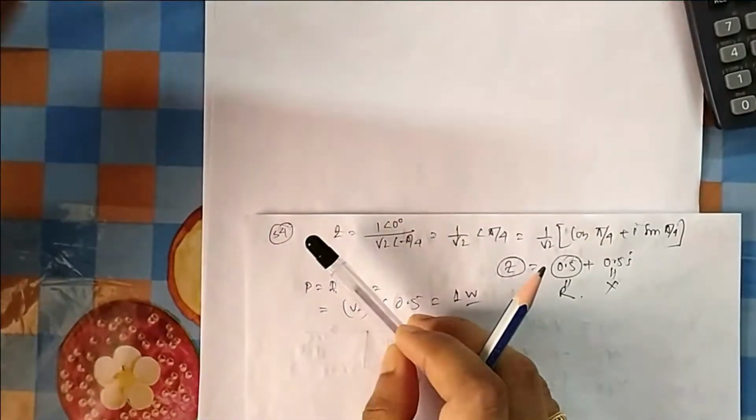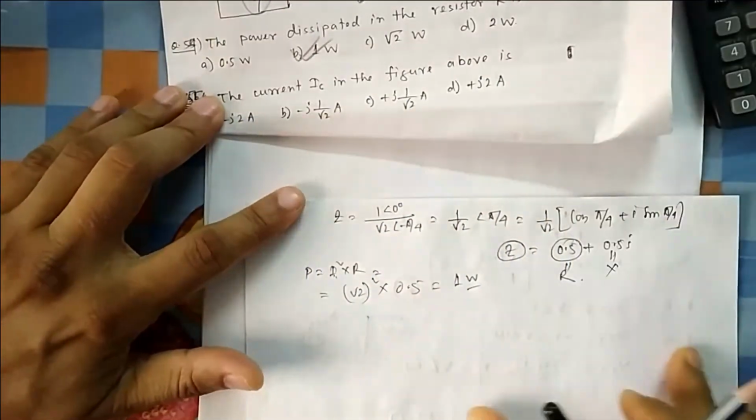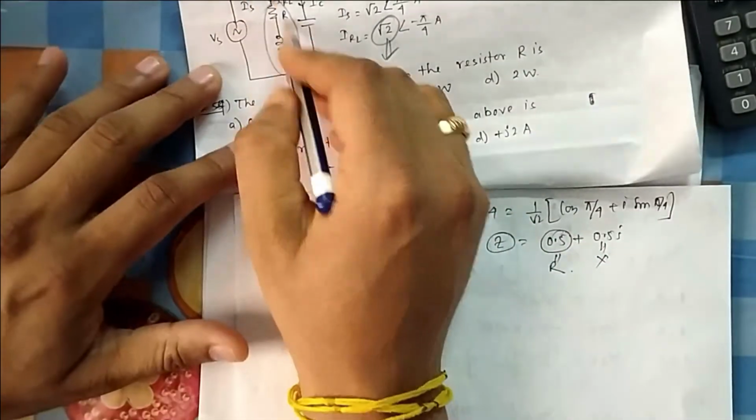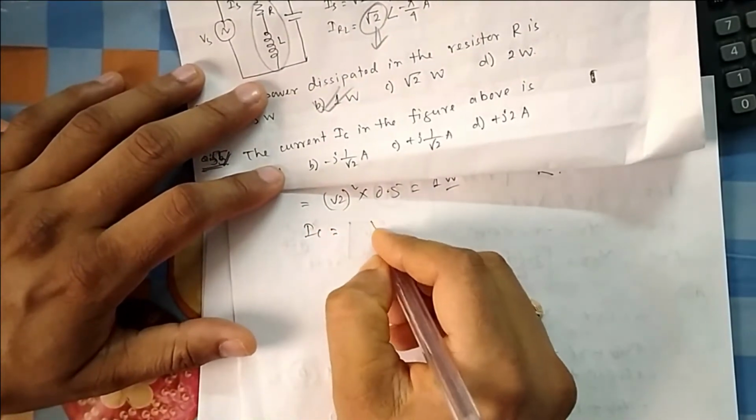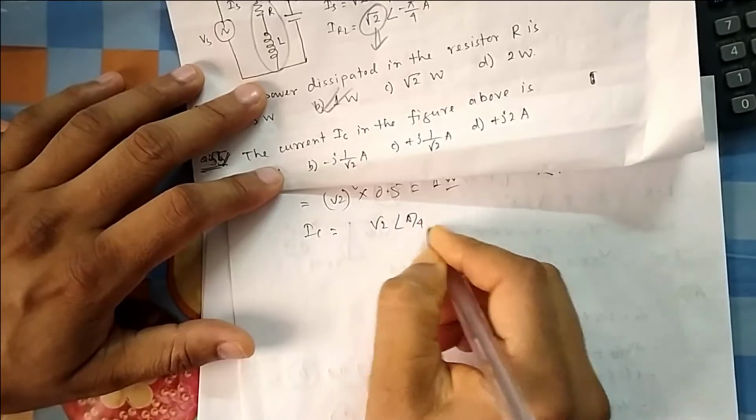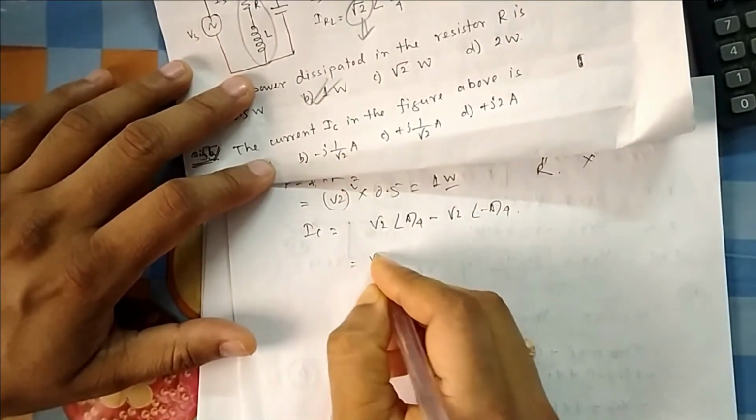Now what they have asked next is the current IC in the figure given above. What will be IC? Total current IS minus IRL. Simple. So your IC will be your IS, root 2 at an angle of pi by 4, minus root 2 at an angle of minus pi by 4. So again you need to calculate this one.